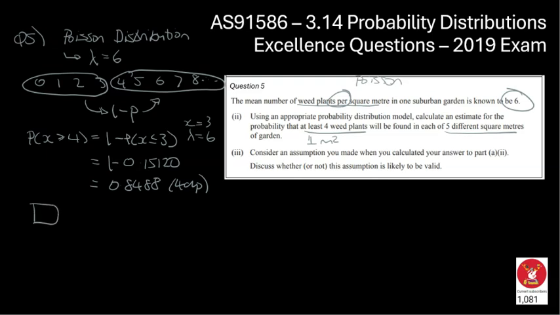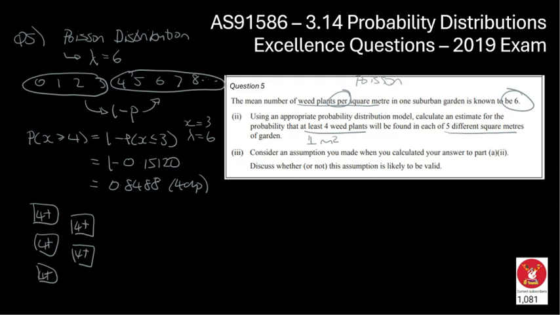So I've now got 1 square meter sorted, but the next part of the question that I circled just then relates to, well, what if I've got 5 of these square meters? What's the probability that all of them have 4 or more weeds? So what's the probability that all of these have 4 or more weeds in it?